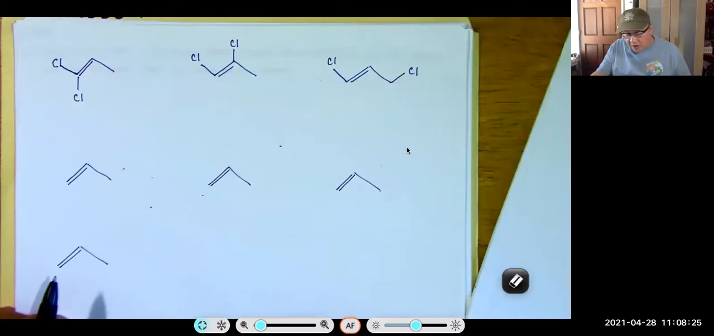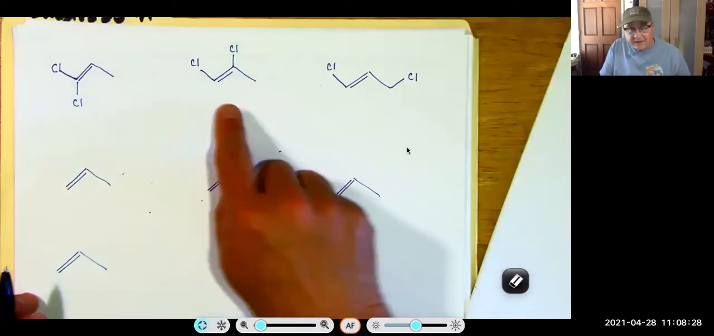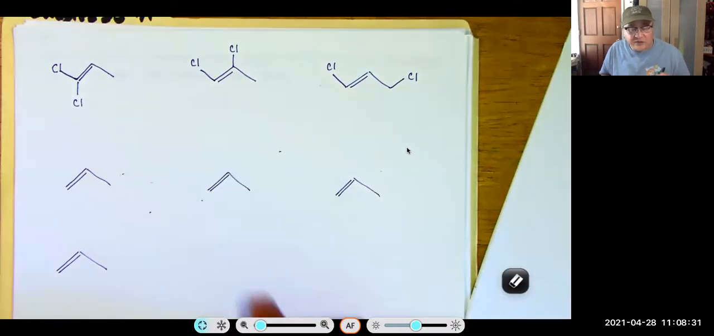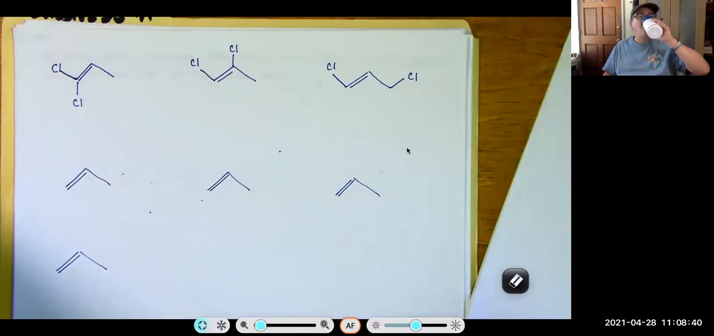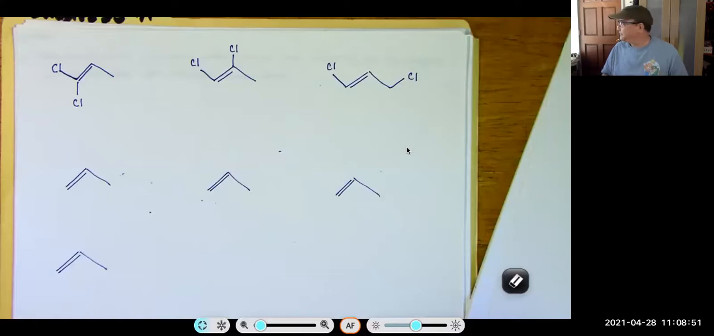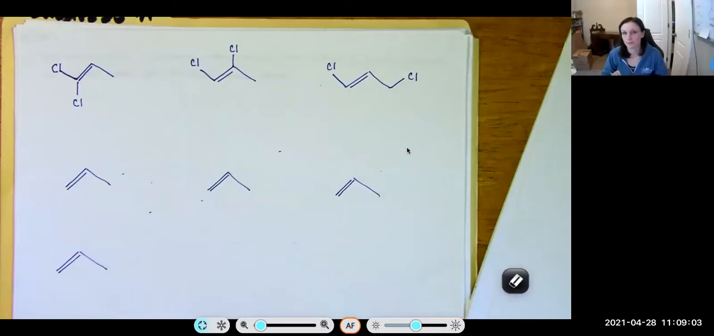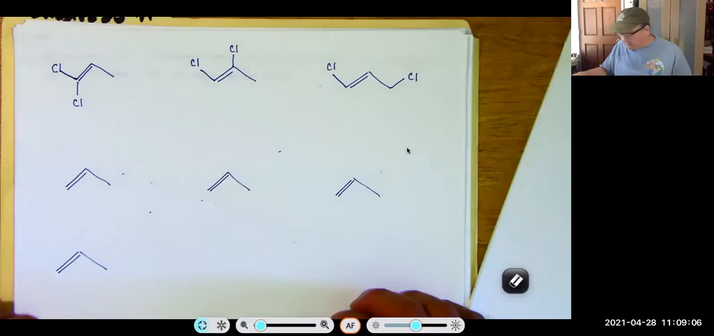Now that we have these drawn, I want you to convince yourself that the formula for each of these is C3H4Cl2. Take the time and convince yourself. And a really excellent way to convince yourself is you have a piece of scratch paper, you draw it out and draw in the atoms. It doesn't get more convincing than that.